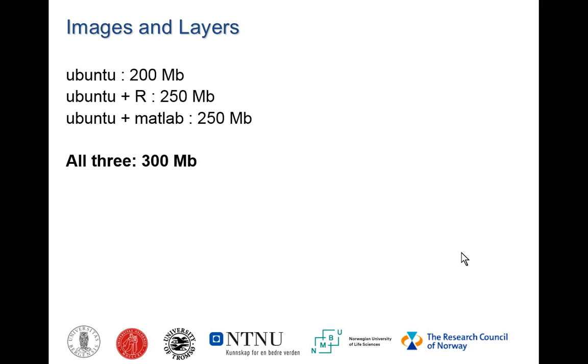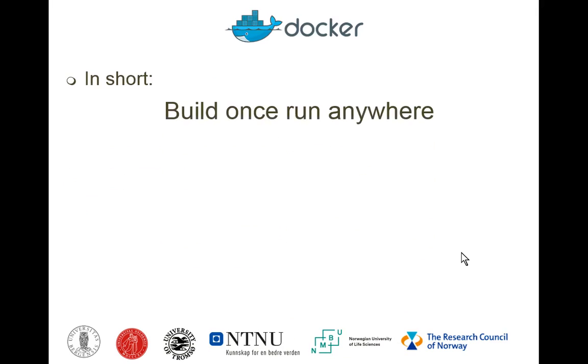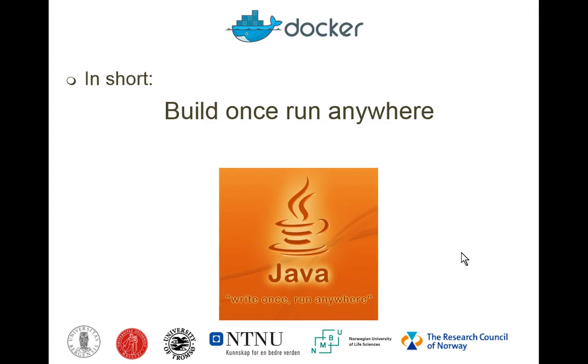But if you have them in a virtual machine, first you will have Ubuntu as 700 megabytes, not 200. Then you will have 700 plus 750 plus 750 on your disk. So this is the other advantage of using containers. They are more lightweight, with no need for a guest operating system, fewer resources, greater portability, and faster. In short, it is build once, run anywhere. If you build a Linux container as an image and it runs on your system, it will run on any other Linux system with the proper kernel. This is similar to Java. You remember, this was first introduced by Java: write once, run anywhere.